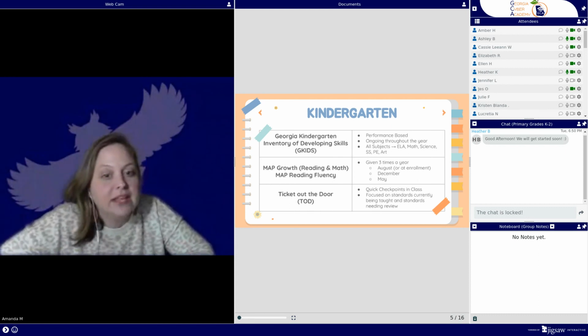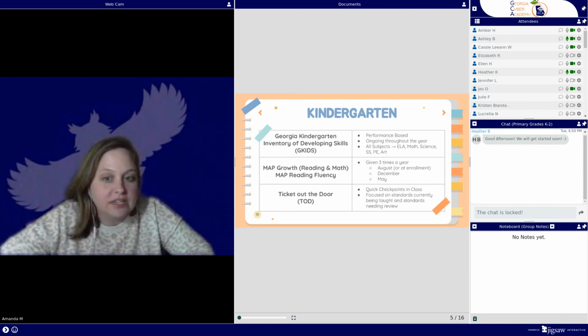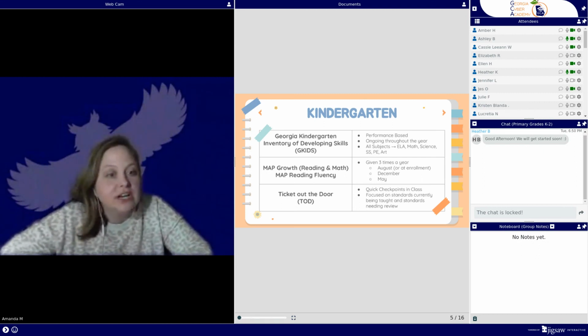And then this is something that we've started in second semester. Our ticket out the door assessments, these are quick checkpoints that are done in class.